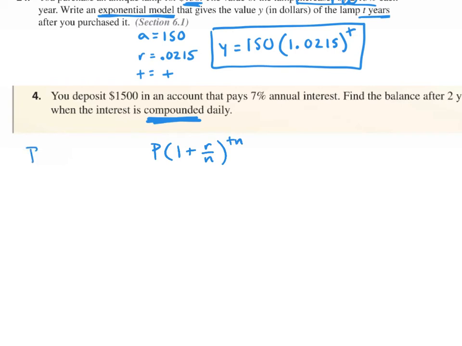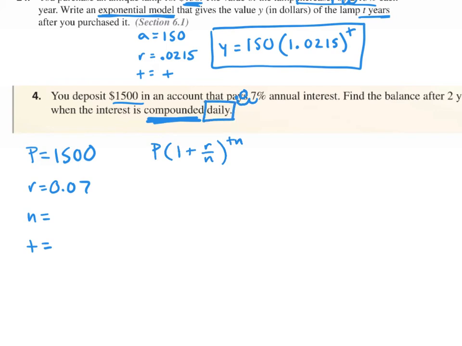So we have to find our principal, our rate, our n, which is the number of times per year, and t, which is time. So what's our principal? Our starting amount, what do we start with? 1,500. What's our rate? 0.07. So we just move our decimal place twice, so 1, 2. So it's 0.07.